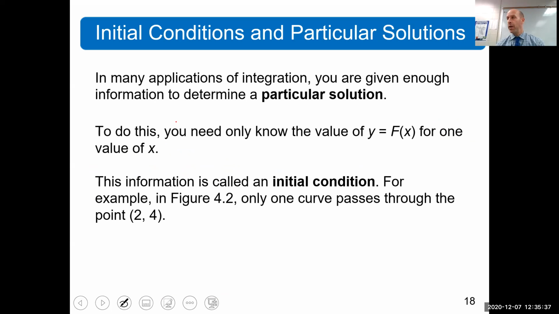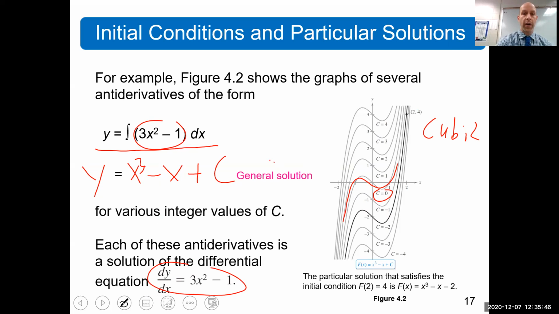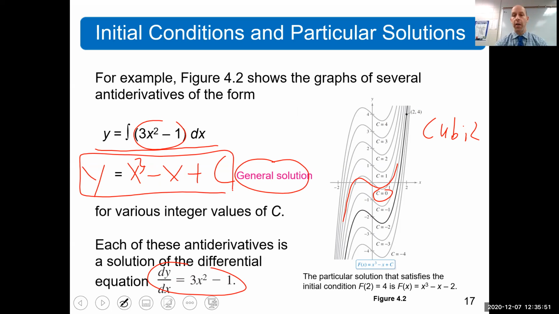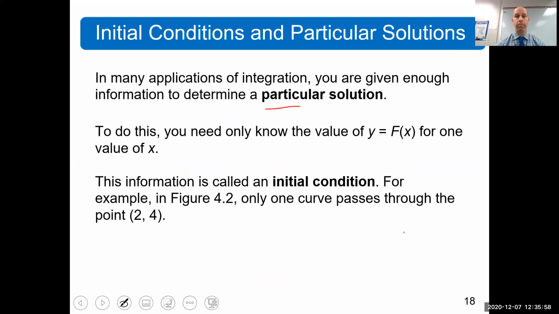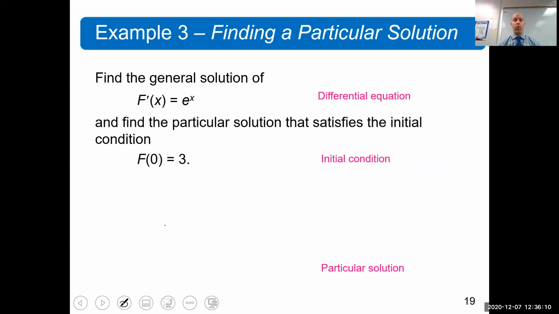In many applications of integration, you're given enough information to determine the particular solution. So this right here was what we call the general solution. The particular solution would be when we just plug one of these in. So in this case, when I said c is equal to this bold one there, that's the particular solution. Typically, in order to find the particular solution, you need to have an initial condition, for example, passing through the point (2, 4). So let's go ahead and do one more example here.